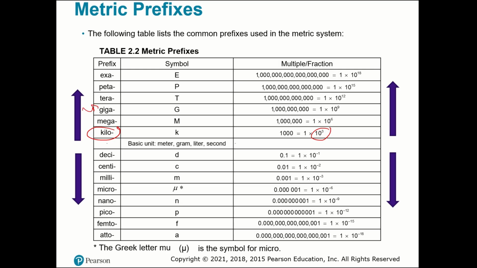So we have giga, mega, tera. You see the exponents over here. You don't need to memorize all of those. If you need to convert some units, I'm going to tell you. But I think it's very important to memorize at least kilo, deci, centi, milli, and micro, because we use these a lot in chemistry and biochemistry as well.